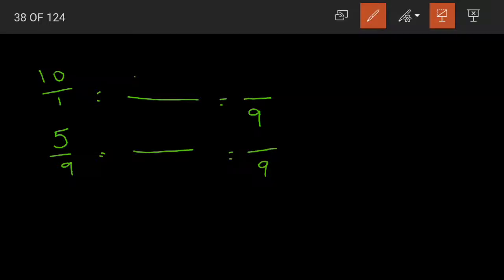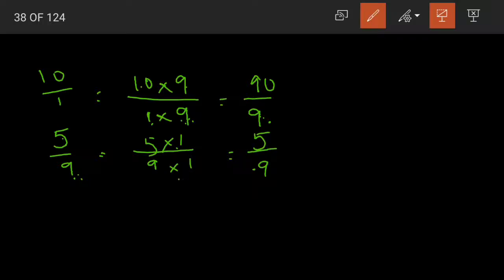So now we need to convert these unlike fractions into like fractions which have 9 as their denominator. Now what should we multiply 1 with? 1 nines are 9. Yes. So again we need to multiply the numerator with 9 as well. 10 nines are 90. 9 ones are 9. Then we have 5 by 9. Yes, it is already having 9 in the denominator. So if you want, we can simply multiply it with 1. Yes, 5 ones are 5 and 9 ones are 9, or leave it as it is.